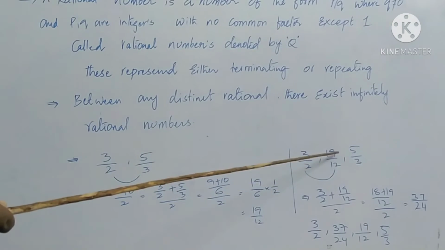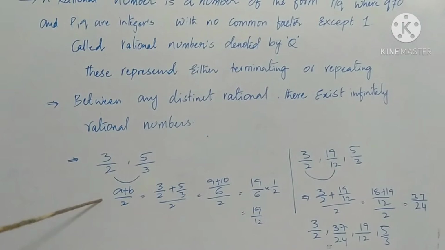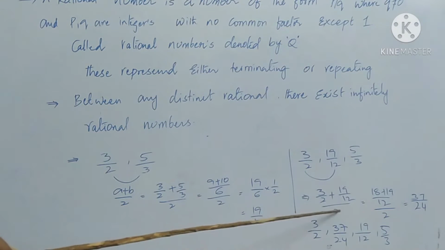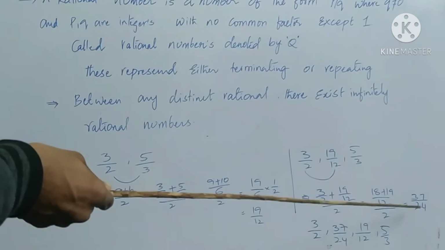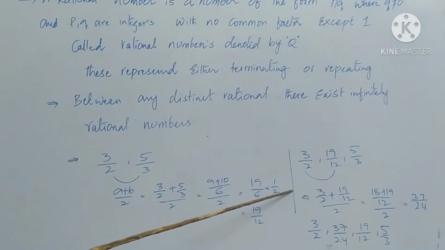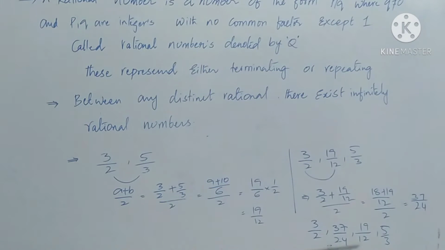Now we can find an in-between rational of 3 by 2 and 19 by 12, using the formula (a plus b) by 2. That is equal to (3 by 2 plus 19 by 12) by 2. So the result is 37 by 24. This is a rational number between 3 by 2 and 19 by 12. So the series is 3 by 2, 37 by 24, 19 by 12, 5 by 3. This is the way we can find infinitely many rational numbers between any two distinct rational numbers.